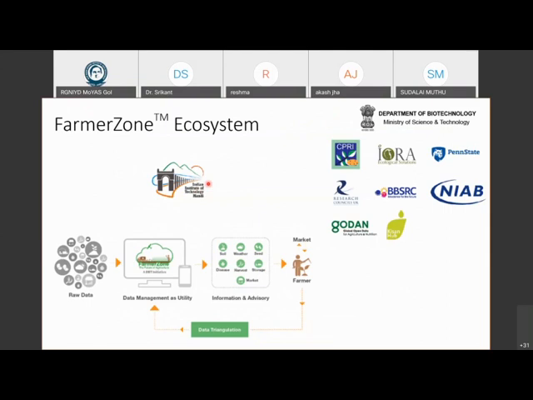So the Farmer Zone ecosystem started off with IIT Mandi as the lead partner. I am the principal investigator from IIT Mandi. And then we have domain experts like the Central Potato Research Institute and various other entities like Penn State University in the US. And then there are some institutes in the United Kingdom and some private companies. We also brought in certain agri players like farmer producer organizations and seed companies. I have not mentioned it here.